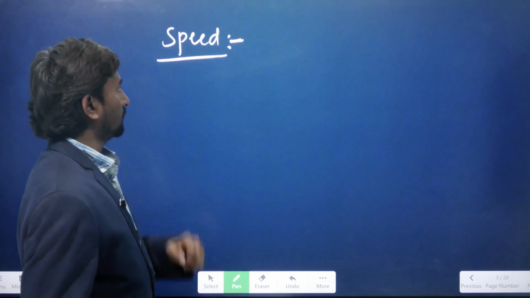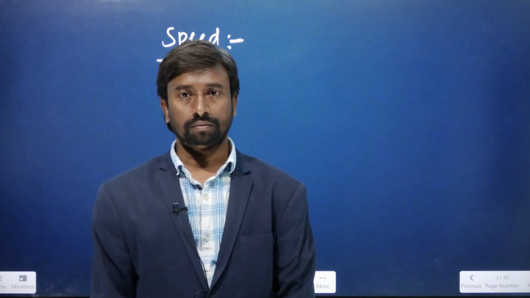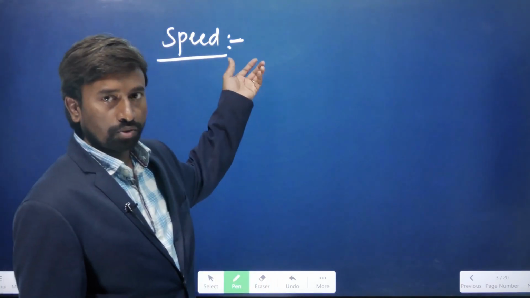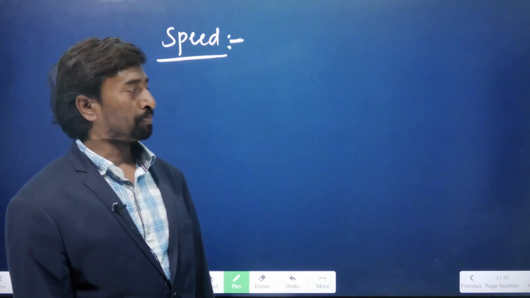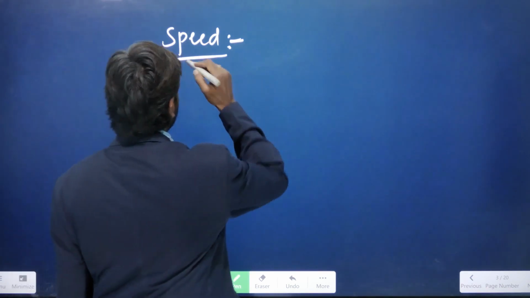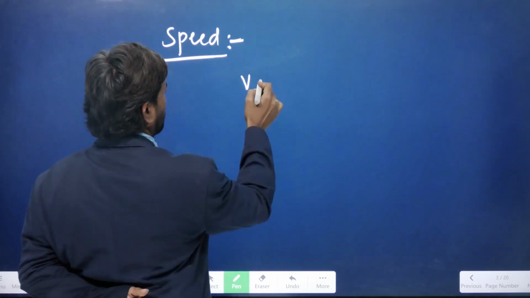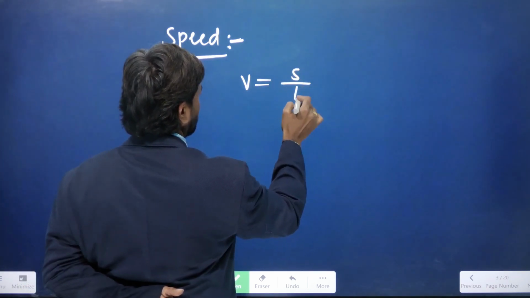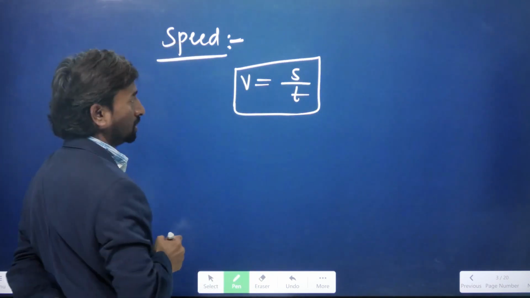So speed is nothing but the ratio of distance traveled per unit time. Distance traveled by a body per unit time is called the speed. Simply, it is the ratio of the distance covered by the body to the time taken to cover the distance. The speed can be denoted by V, and distance is denoted by S or D. So the formula is V is equal to S by T.